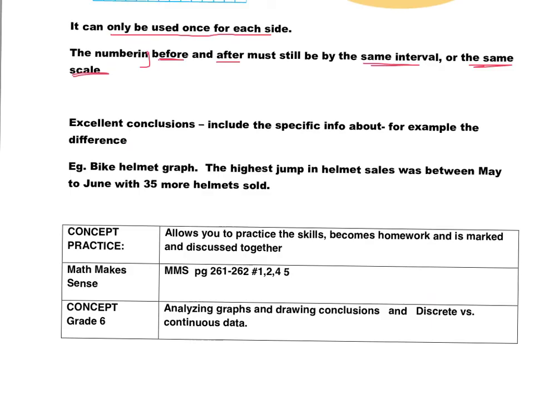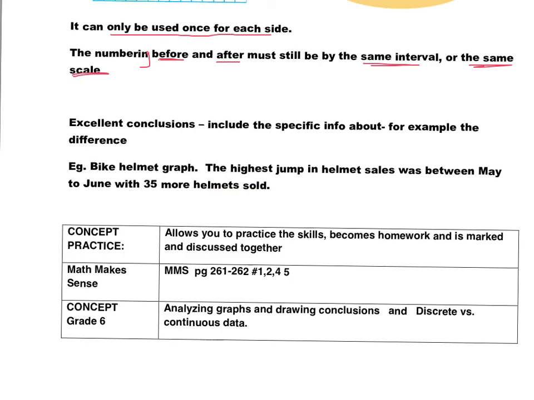All right, and when you're working, just a reminder, we're looking for excellent conclusions that include specific info about, for example, the difference. We had the bike helmet graph. The highest jump in helmet sales was between May and June, with 35 more helmets sold. That specifically compares 2 dots on the graph. It also tells specifically the difference. That's what makes that an excellent conclusion.